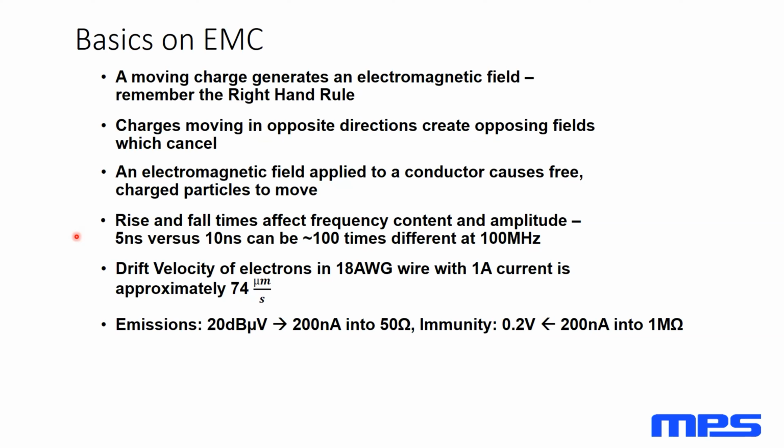That's all it takes to fail in some regions, and even limits may be lower depending on the band you're looking at. If we think about that in terms of immunity, that same 200 nanoamp current in a 1 megaohm ends up being 0.2 volts.